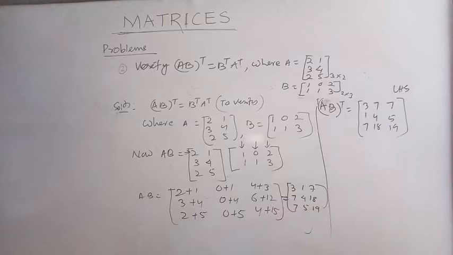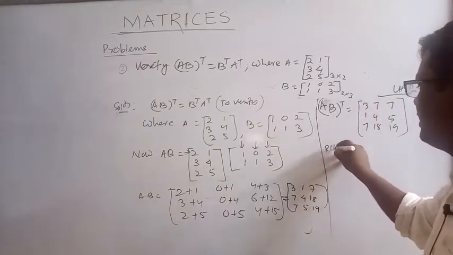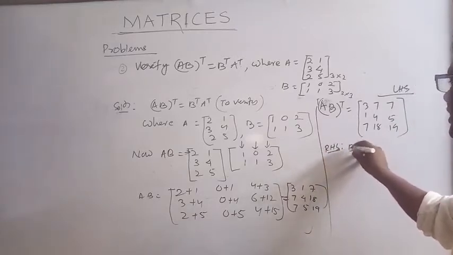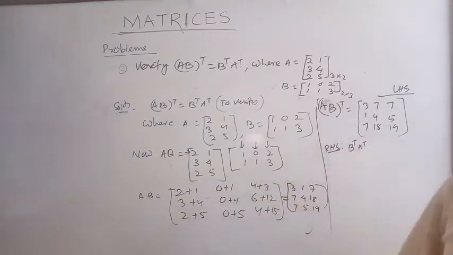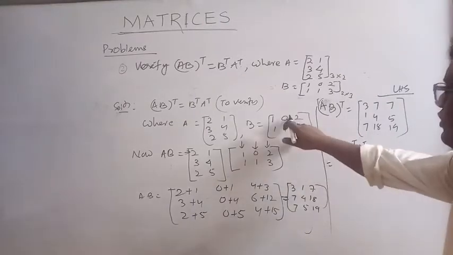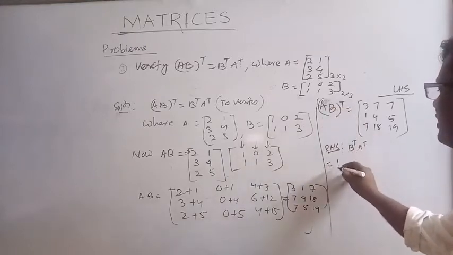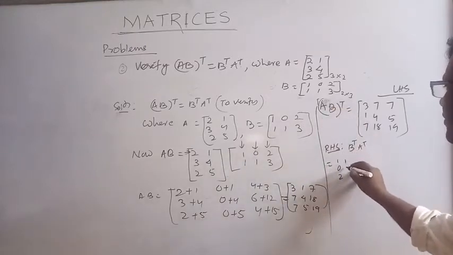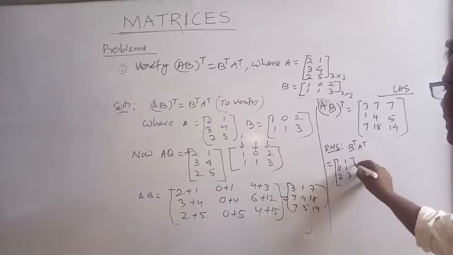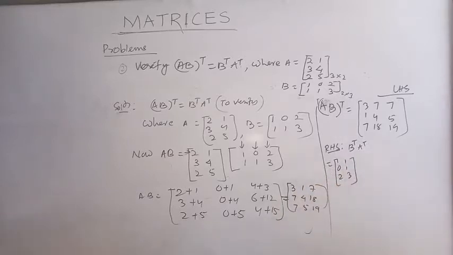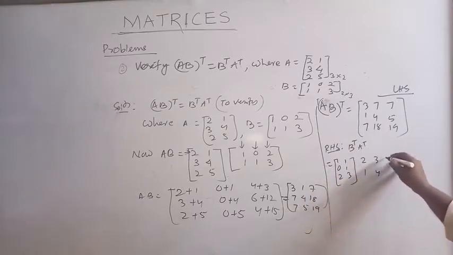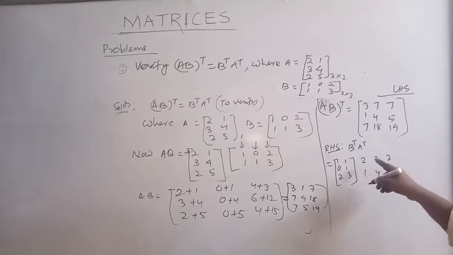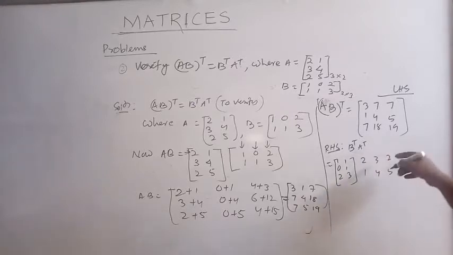Now the right hand side. What is the right hand side? The right hand side is equal to B transpose into A transpose. So B transpose, this is B. B transpose is [[1, 0, 2], [1, 1, 3]]. This is B transpose, and A transpose is [[2, 1, 3, 4, 2, 5]] arranged as 2 1 3 4 2 5.